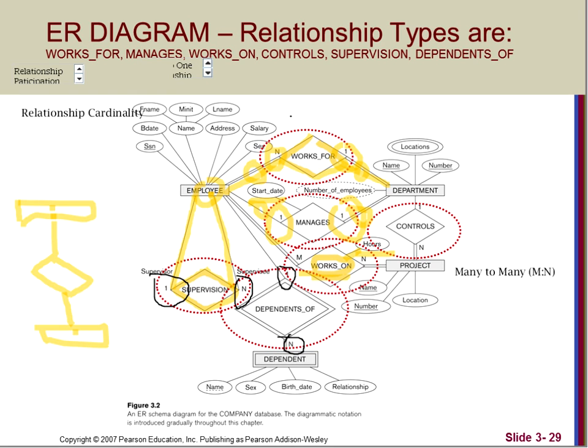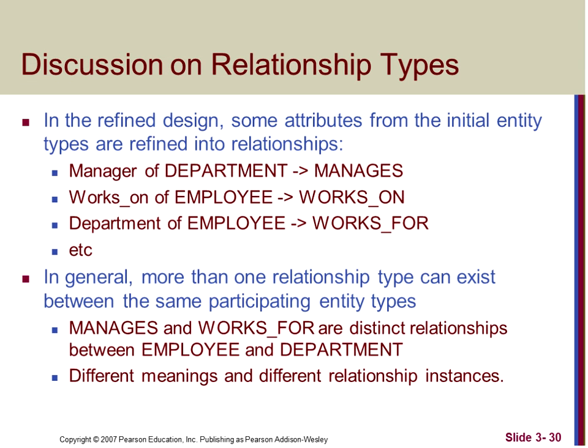Okay. So what about the supervision? Supervision is supposed to be a single line, which means it's optional. Why? Because think about the CEO, top of the employee tree. The CEO does not have a supervisor. So which means it's optional. And not all the employees are supervisors, which means it's optional. So both sides are optional. So it's a single line. So that is the relationship type. So then finally we can have such a thing.